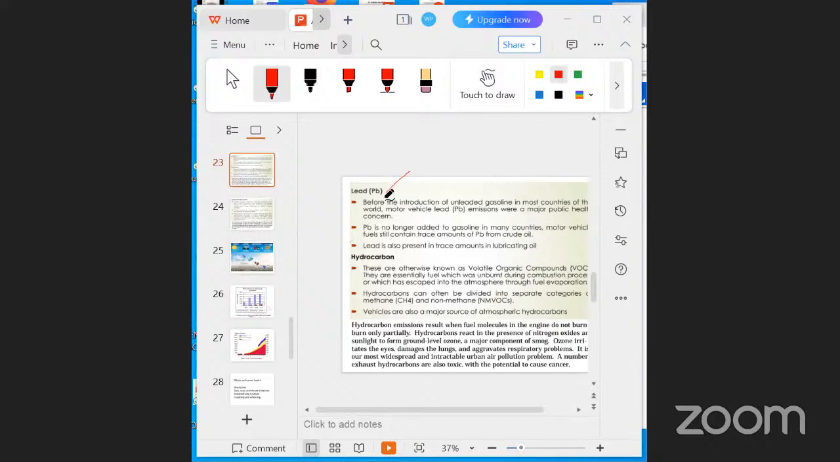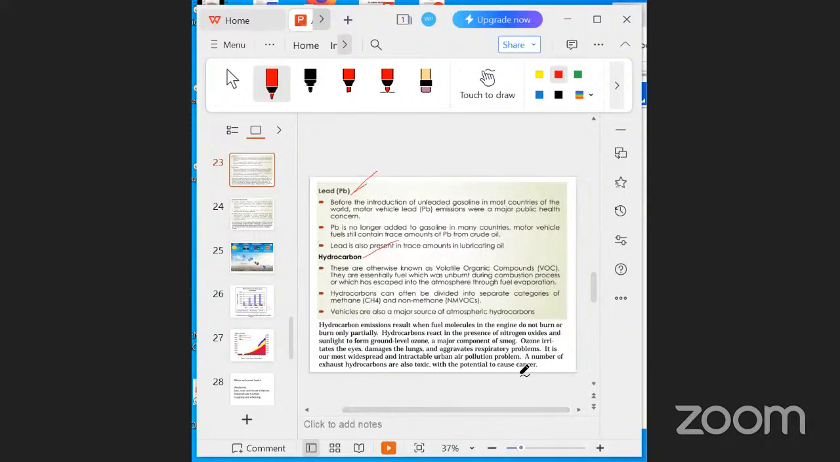Now, yesterday up to lead is over. Then next, hydrocarbons. Hydrocarbons are otherwise known as volatile organic compounds, VOC. They are essentially fuel which was unburned during the combustion process, or which has escaped into the atmosphere through fuel evaporation.